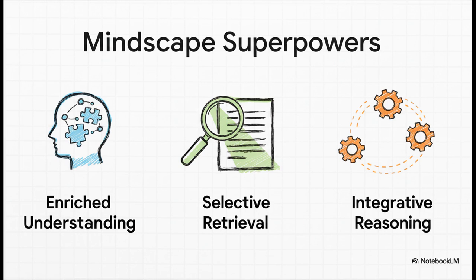So this mental map gives us what you could call 3 cognitive superpowers. First, it gives us an enriched understanding because we can put all the little details into the right context. Second, it allows for selective retrieval. That's our ability to just zero in on the exact piece of information we need. And finally, it enables integrative reasoning, which is just a fancy way of saying we can connect different ideas from all over the document to come up with a really solid, coherent answer.